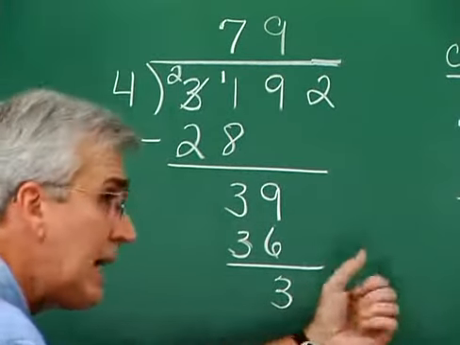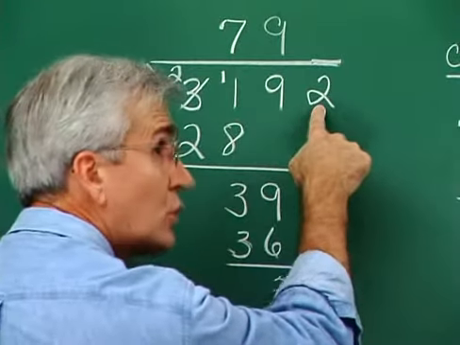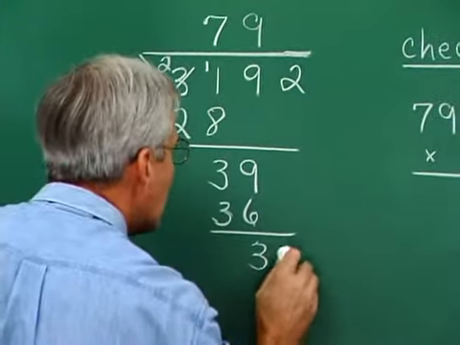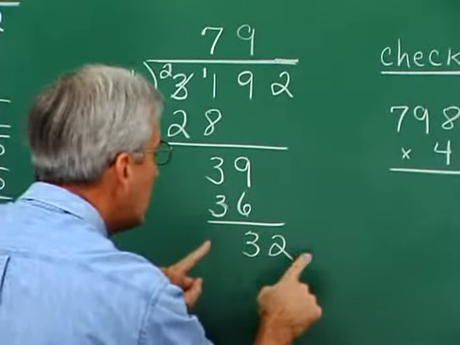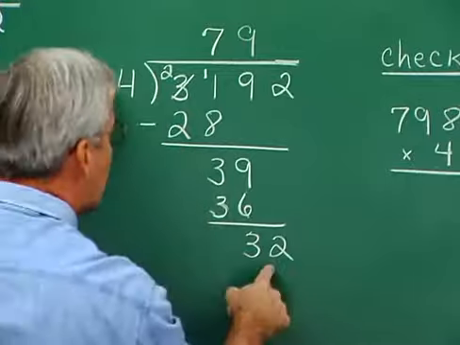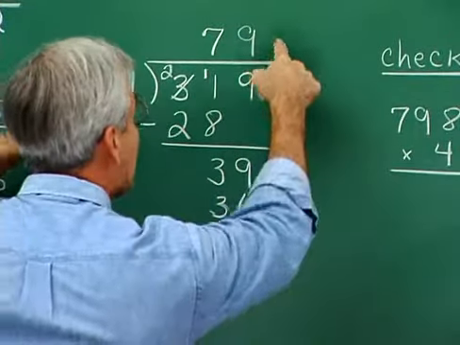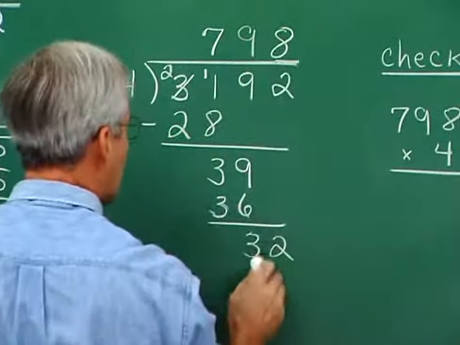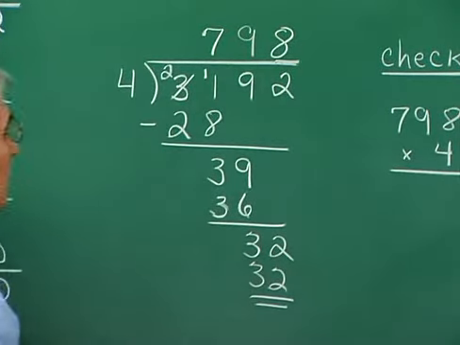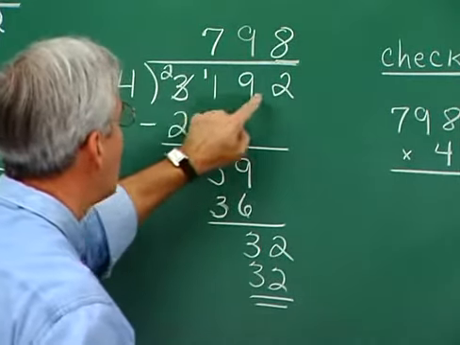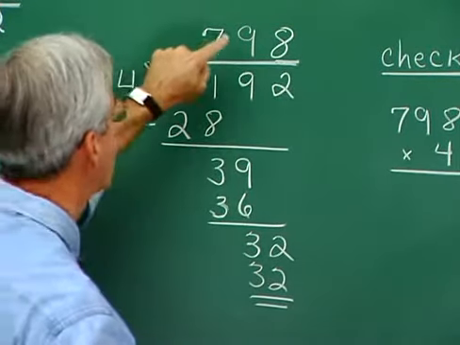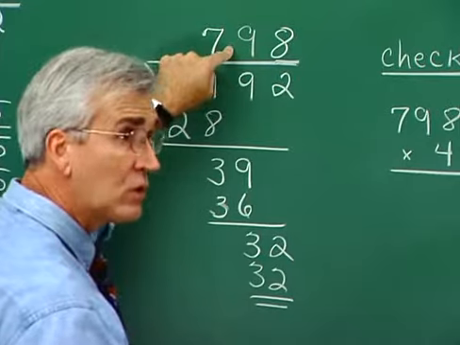And we'll bring in some more items. There's 2 ones, you see, or 2 units. So we have 32. 3 tens, 2 ones, 32. 4 into 32, oh, that's 8, because 8 times 4 is 32. And now we have divided 3,192 into 4 groups, and each of those groups has 798 items.